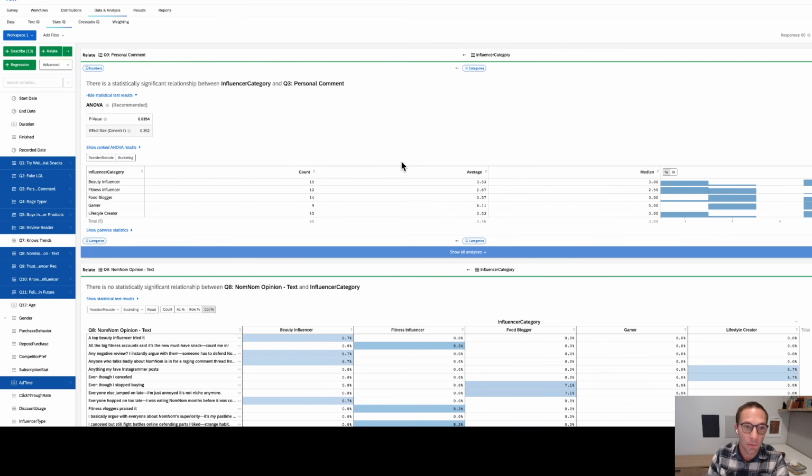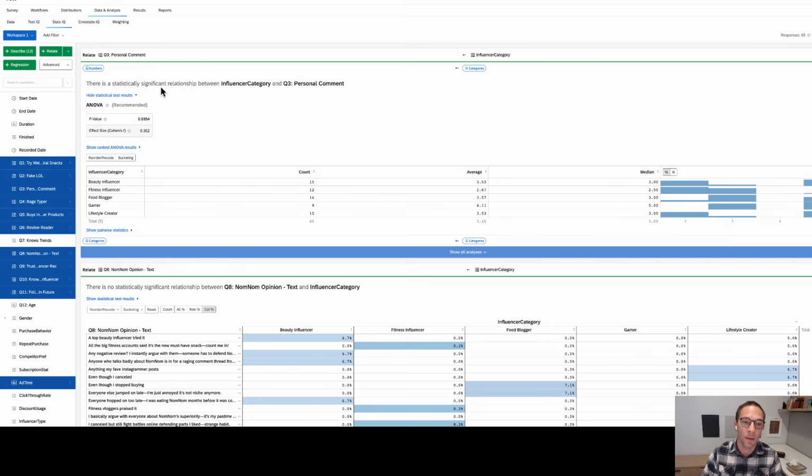Now, here's a trick with ANOVA. This p-value is telling us there is a significant relationship. There's something going on here, okay? But this p-value does not tell us that all of these significantly differ from one another. So let's take, for instance, look here. We have a beauty influencer and lifestyle creator. That's the same average, 3.53. So you can't tell me that that beauty influencer and lifestyle creator significantly differ from one another. They don't. It's an exact tie in this case, right? Not just like a statistical tie, but an exact tie, even though this p-value is significant.